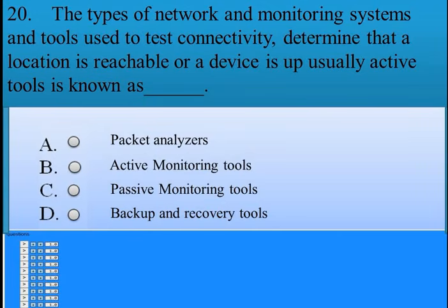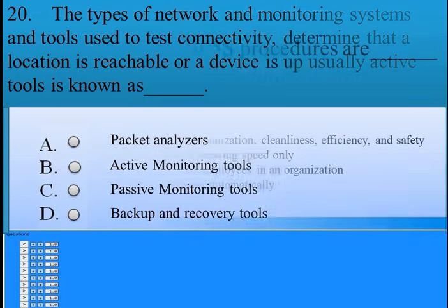Question number 20. The type of network and the monitoring system and the tools used to test connectivity, to determine that a location is reachable or a device is active, are known as dash. A. Packet analyzer. B. Active monitoring tools. C. Passive monitoring tools. D. Backup and recovery tools. The correct answer is B, active monitoring tools.